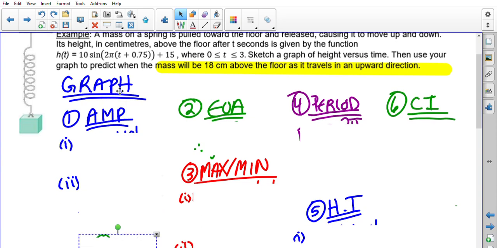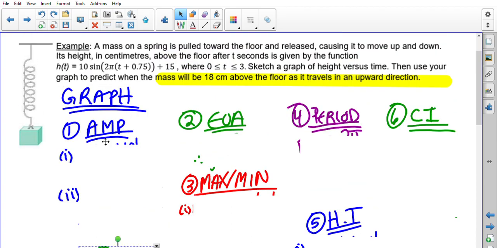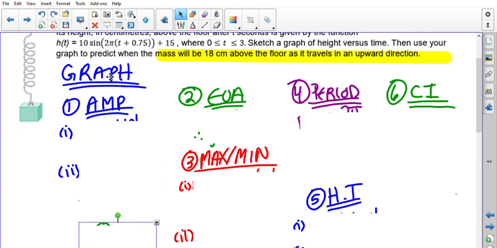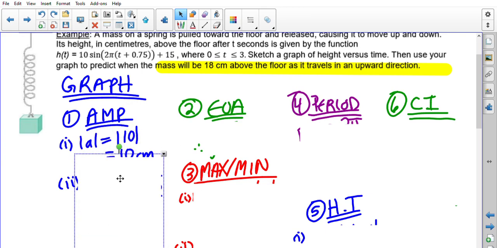All right, so same old stuff. We're going to start by finding the amplitude. So we're going to graph this using characteristics. All right, so our amplitude is the absolute value of A, so that's going to be 10, so 10 centimeters in this case.